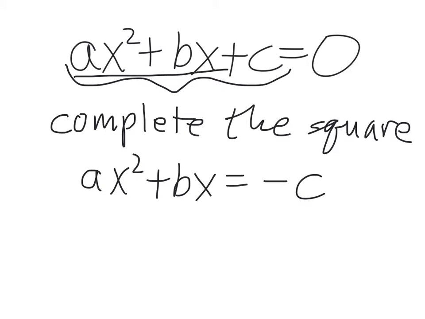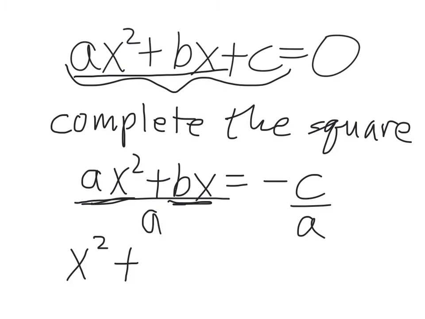And then to get x squared to have a coefficient of 1, we need to do what to both sides of the equation? Okay, divide both sides by a. And then separating each of these with a as the denominator, a divided by a will end up with x squared plus, well, our second term will be b over a times the x, and that's going to equal negative c over a. Okay.